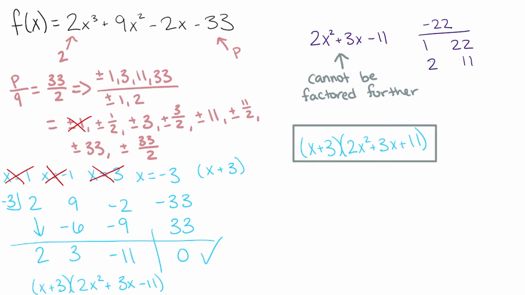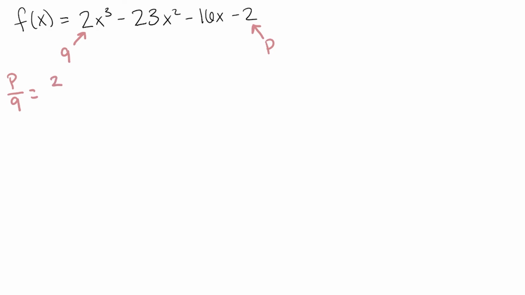Our next example, f of x equals 2x to the third minus 23x squared minus 16x minus 2. Our p is our constant term, which in this case is 2, and our q is our leading coefficient, which is 2 also. So p over q is going to be all of our factors of our 2 over 2, which will become positive and negative 1 and 2 over positive and negative 1 and 2.